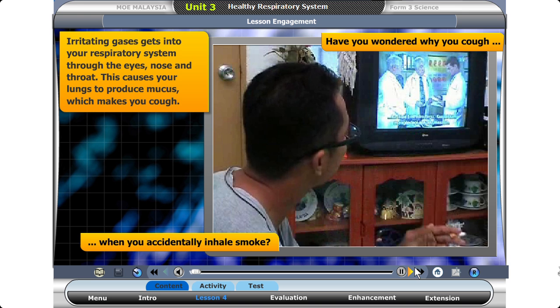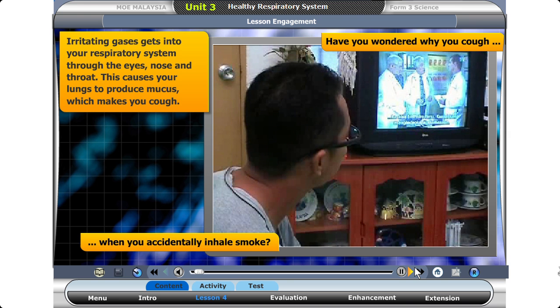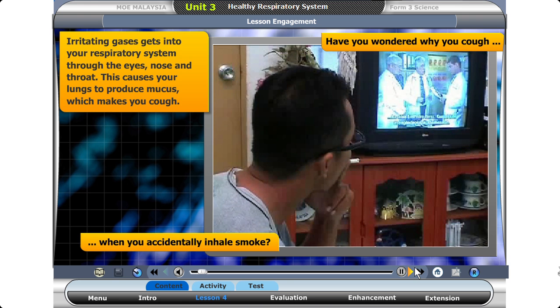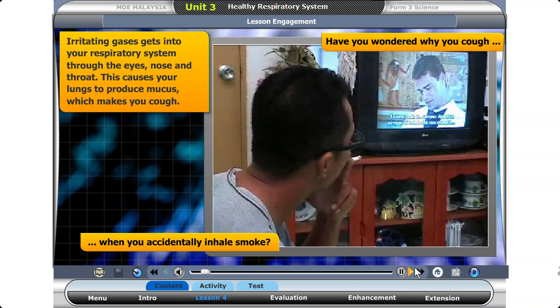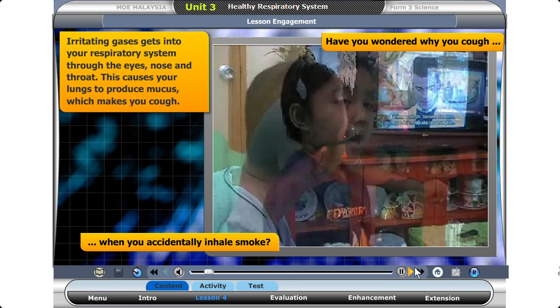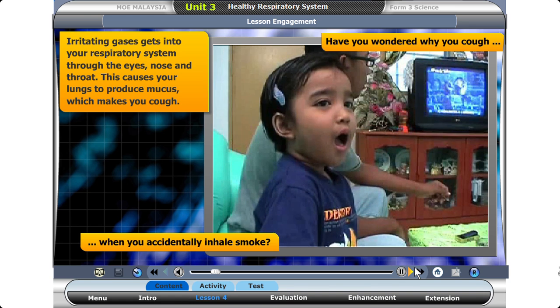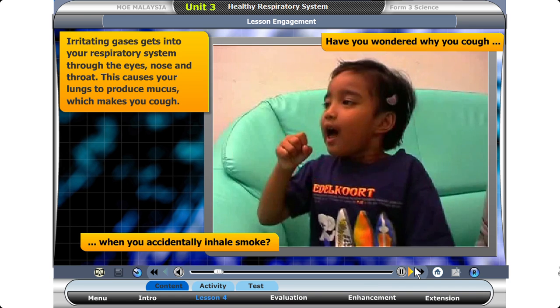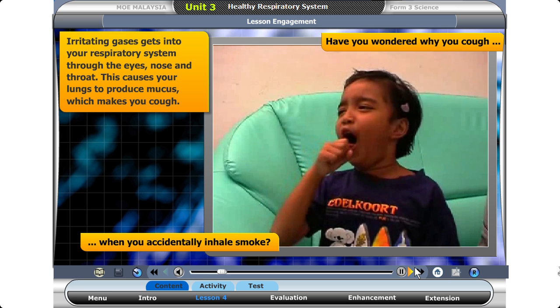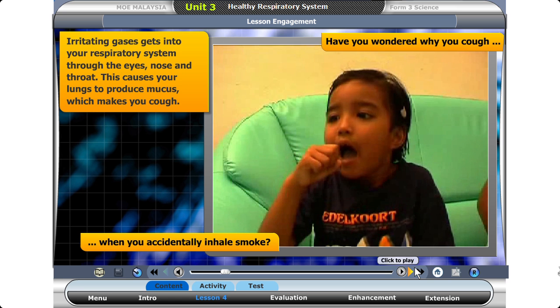Have you wondered why you cough when you accidentally inhale smoke? Within a few seconds of breathing in cigarette smoke, irritating gases get into your respiratory system through the eyes, nose and throat. This causes your lungs to produce mucus, which makes you cough.